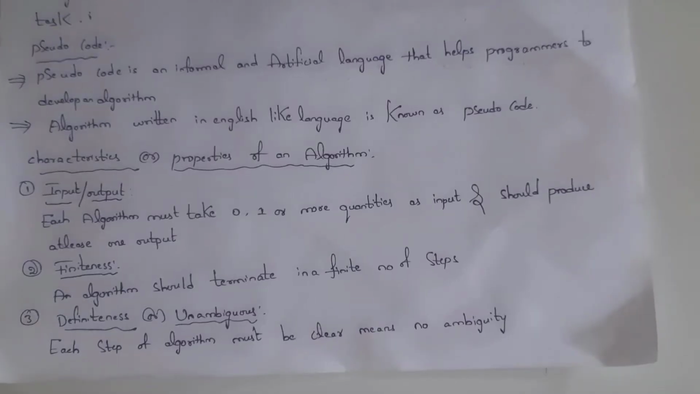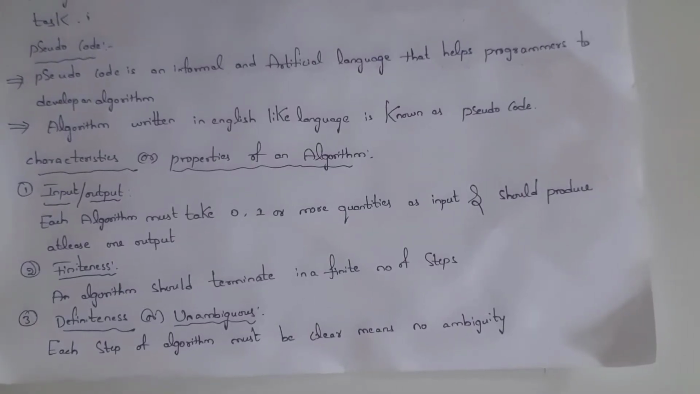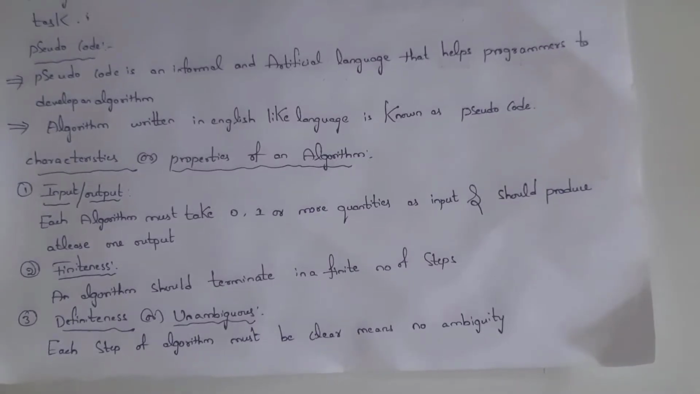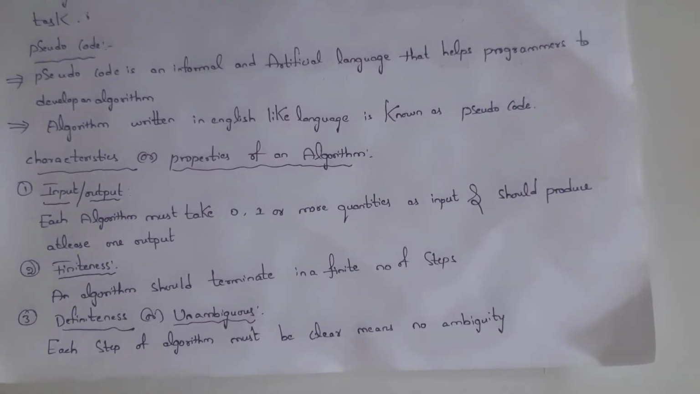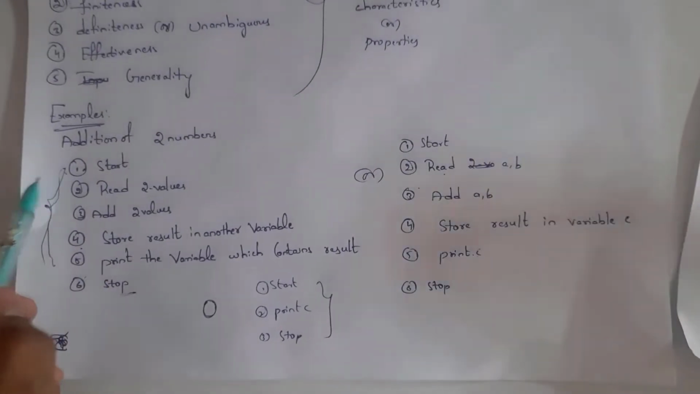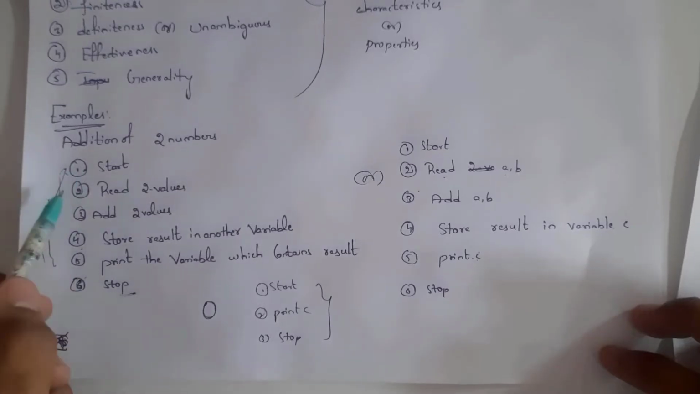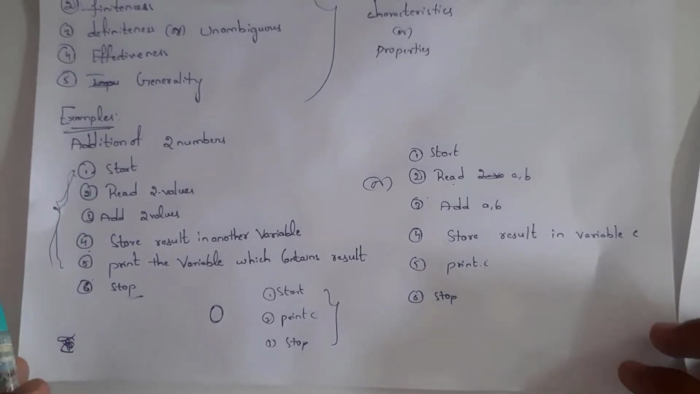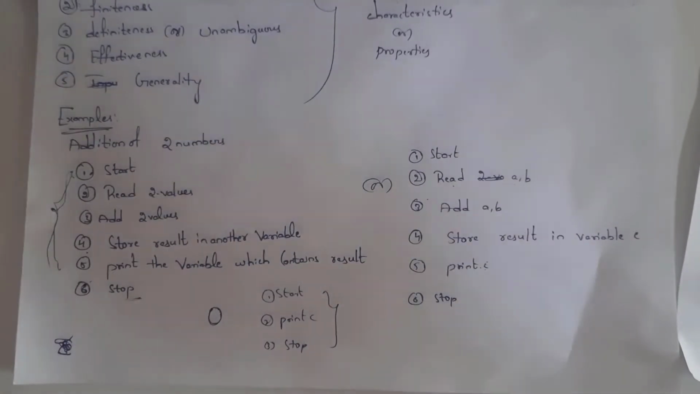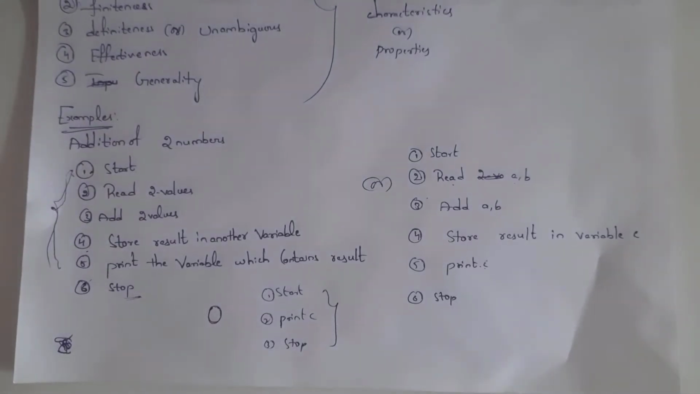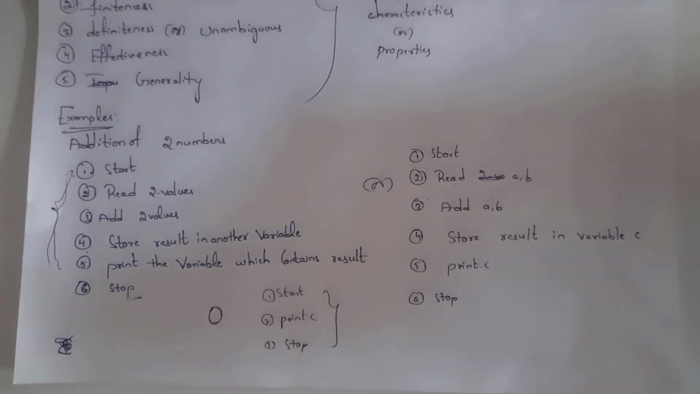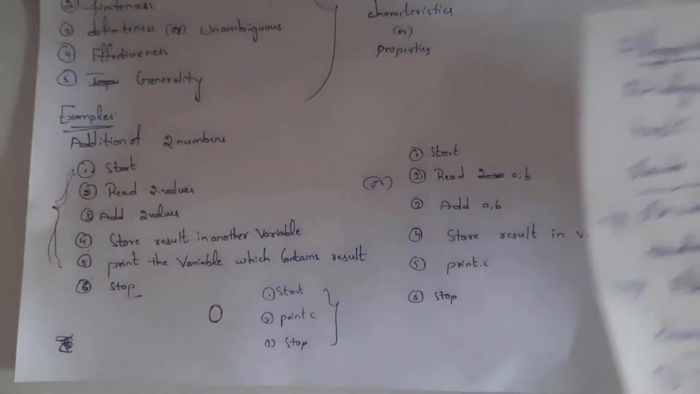That means we need to complete the algorithm in countable number of steps. There should not be any infinite steps in an algorithm. For example, in this example, the algorithm was terminated in 6 steps which are countable: 1, 2, 3, 4, 5, 6. So always an algorithm must terminate in finite number of steps, and there should not be infinite number of steps in an algorithm.